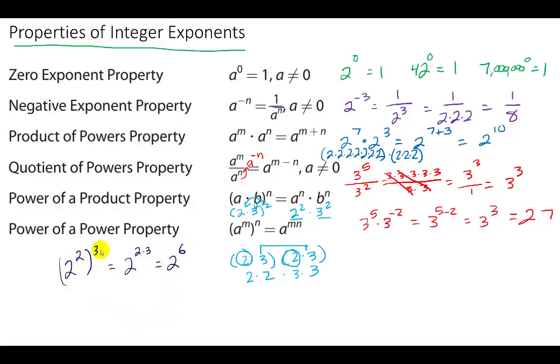And that is because we're saying I have 3 2 squareds. So I have 2 squared times 2 squared times 2 squared. And yet 2 squared means I have 2 times 2, 2 times 2, 2 times 2. How many 2's do I have in total? 1, 2, 3, 4, 5, 6. I have 6 2's.